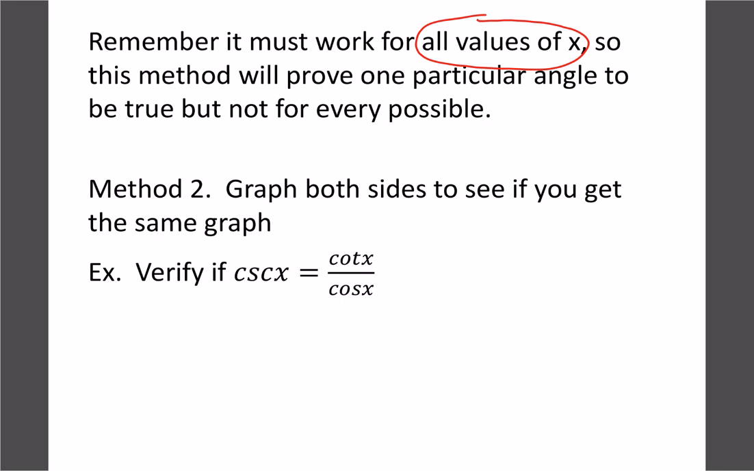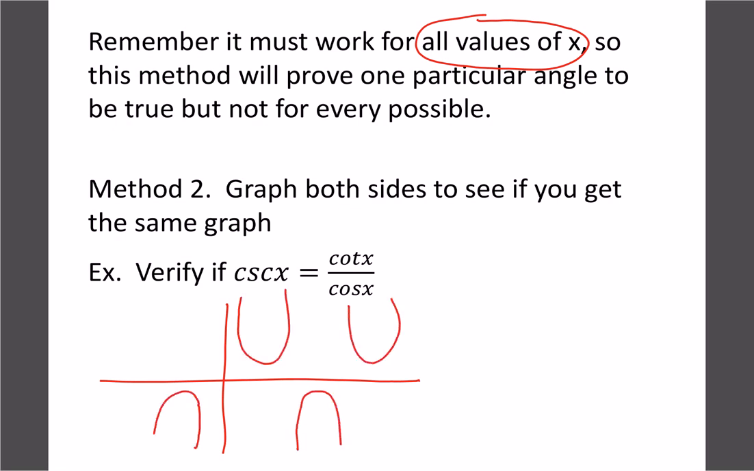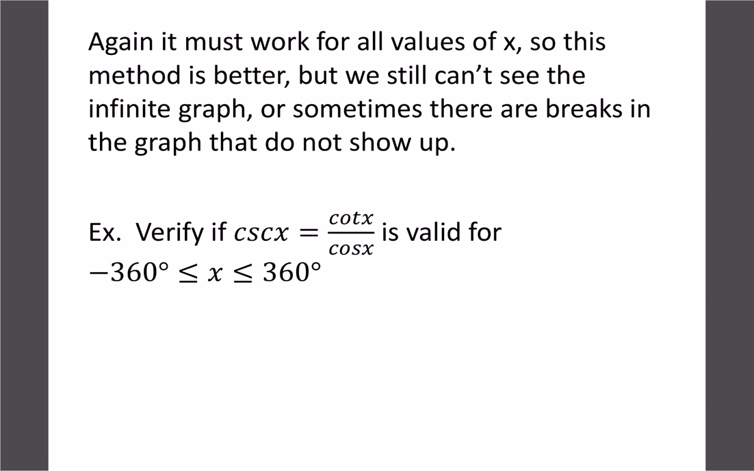So another way to do this is to actually graph these things. On your calculator, if you graph cosecant x, you'd end up getting a weird looking graph that looks kind of like that. And then all we have to do is graph our second side, cotan over cos, and we just see if our graph looks the same. When we graph the second one, we get the exact same graphs overlapping. So it's a little bit better and quicker way to see if something's the same or not. But once again, remember this must work for all values of x.